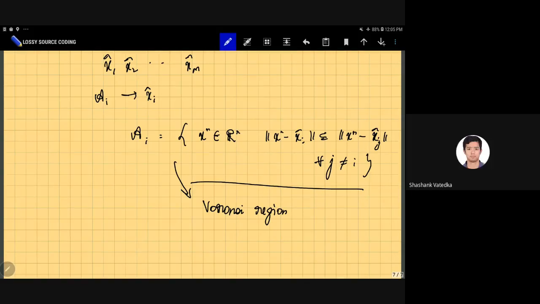But then even computing the Voronoi region is not easy. So that is what makes vector quantization a lot more challenging than scalar quantization.